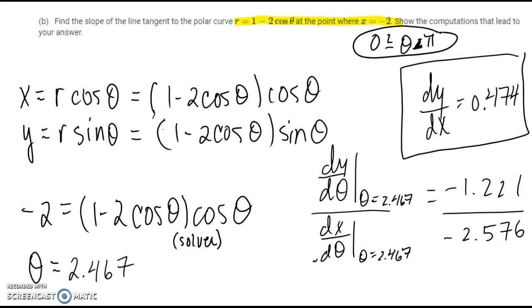All right, then using the calculator, I found the derivative of y at theta is equal to 2.467. Found the derivative of x where theta is equal to 2.467, divided them, and then in the box is my final answer. Notice I didn't manipulate the derivative by hand. On a calculator problem, you do not have to, and you would just spend way more time than is required.